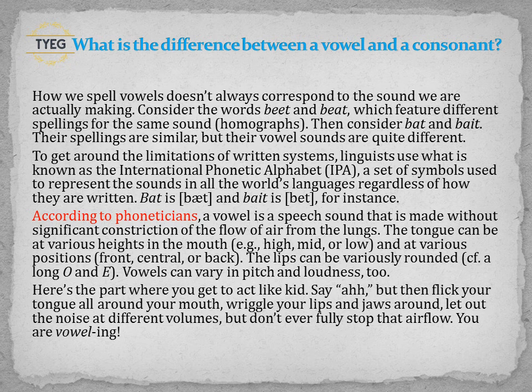According to phoneticians, a vowel is a speech sound that is made without significant constriction of the flow of air from the lungs. The tongue can be at various heights in the mouth, for example, high, mid, or low, and at various positions, front, central, or back. The lips can be variously rounded, compare long O and E. Vowels can vary in pitch and loudness, too.